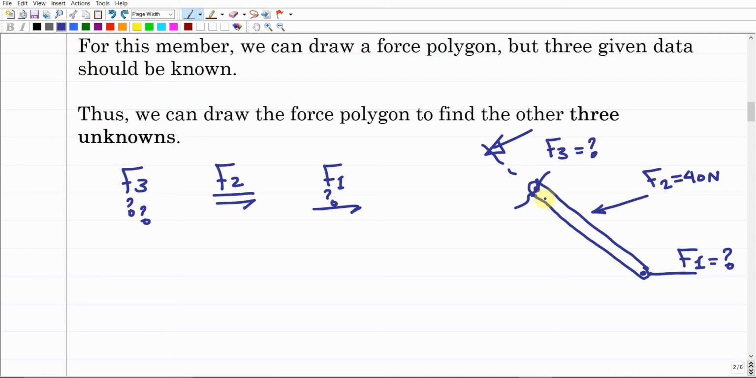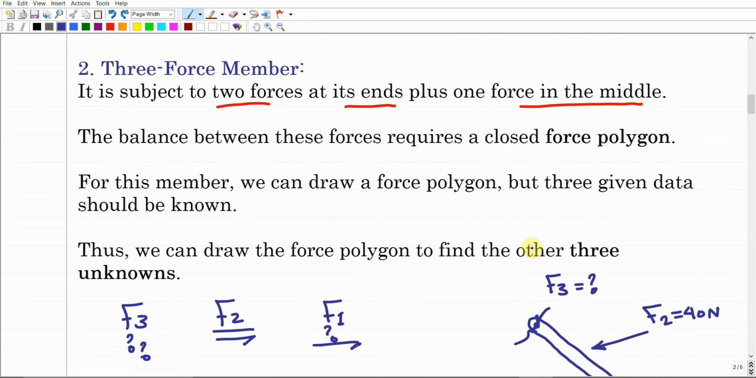This is a very special case that I don't believe we're going to consider for most of the mechanisms in this part. But in all the cases, we're going to have this force located at a point between the two ends of the membrane. So a 3 force membrane is subject to 2 forces at its ends plus 1 force in the middle. The balance between these forces requires a closed force polygon.